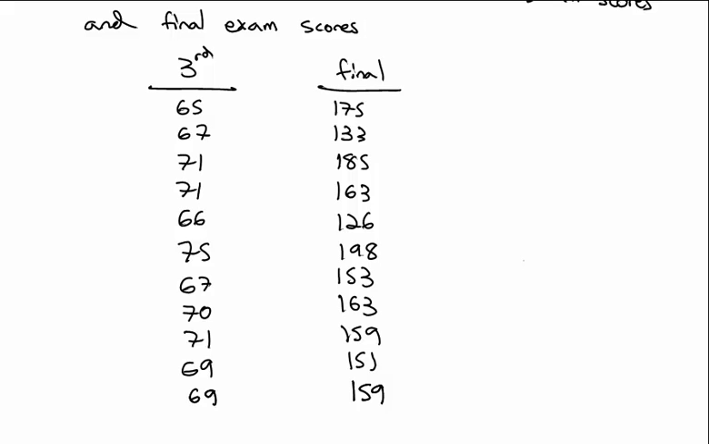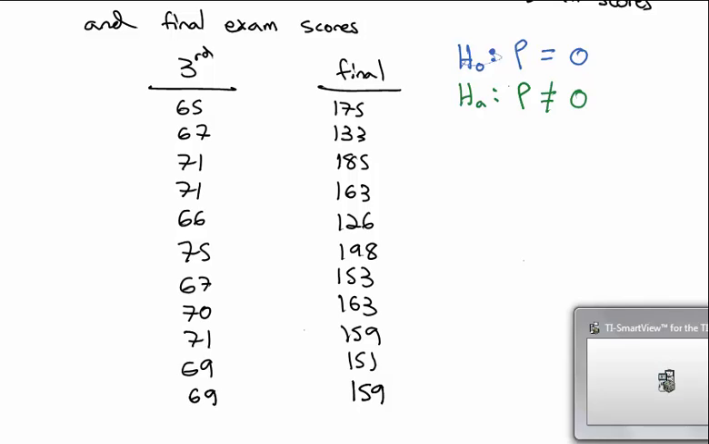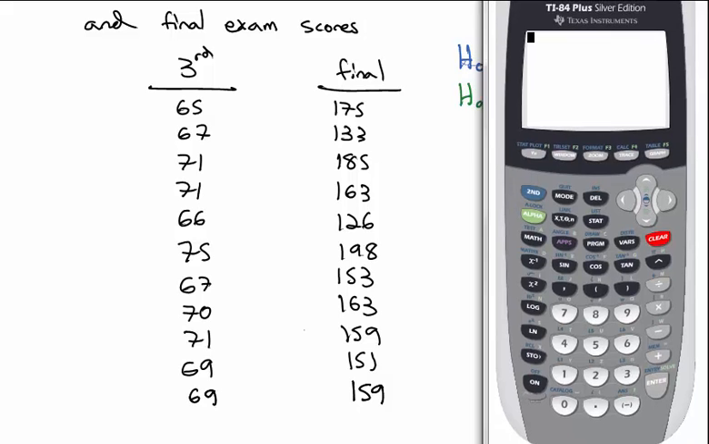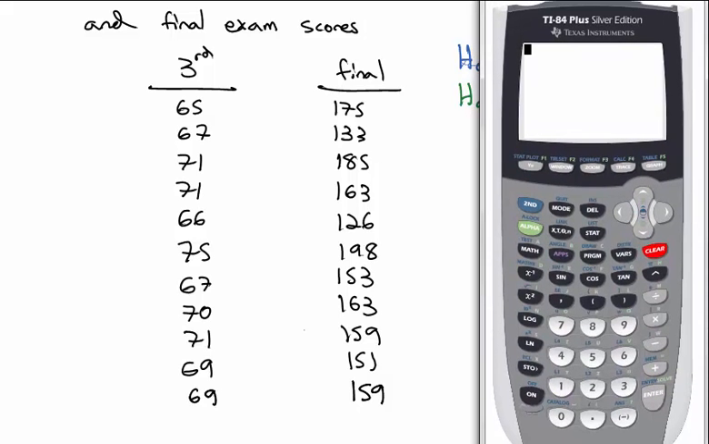But first, the null hypothesis is always that there is no relationship, that rho is equal to 0. The alternate hypothesis is that rho is not equal to 0, which means there is a relationship. Let's graph it and try and determine that relationship, if any.